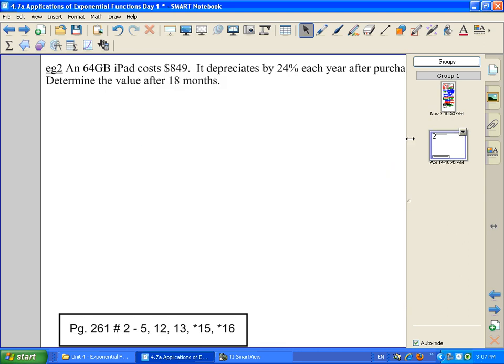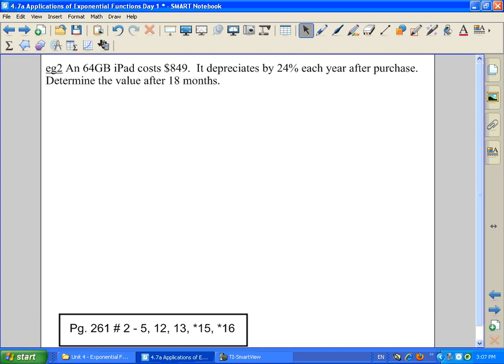Okay, and here's our last example for today. Now, this used to be 2 years ago a really hot item, a 64 gigabyte iPad. I don't know if it's obsolete now or not, but it's not going to be as much of a cost as it was when I created this lesson 3 years ago. Anyway, taking a look here, 64 gigabyte iPad costs $849. It depreciates by 24% each year after the purchase, okay? Determine the value after 18 months.